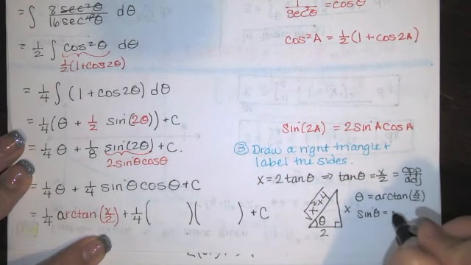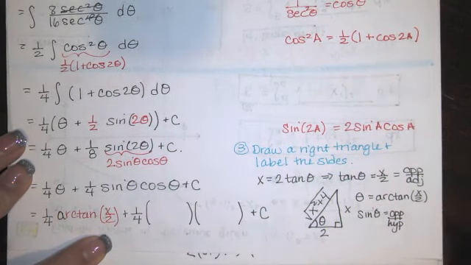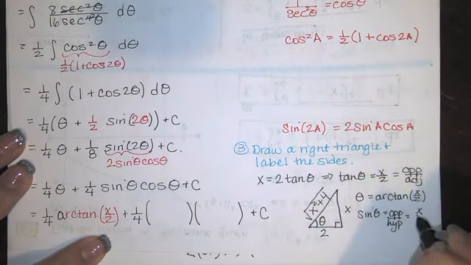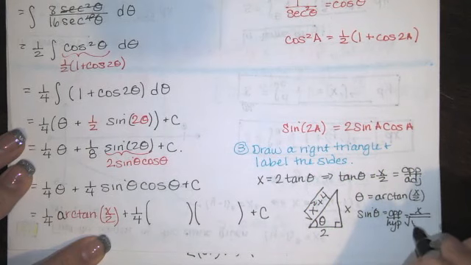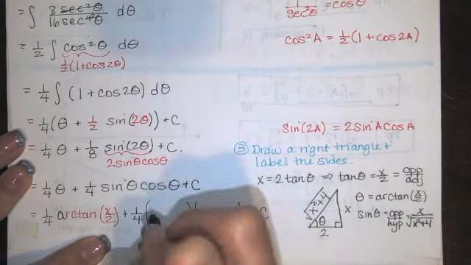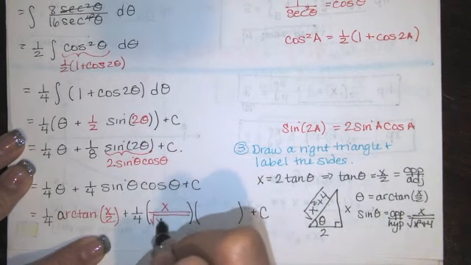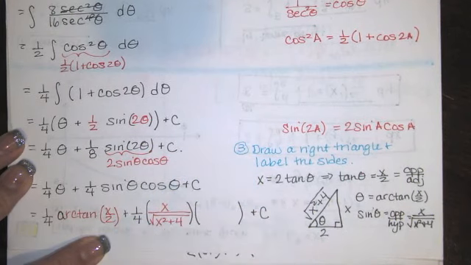Sine of theta is opposite over hypotenuse from right triangle trig, right? So that's going to be the side opposite theta, which is x, divided by the hypotenuse, which is the square root of x squared plus 4. So we'll sub that in here, x over the square root of x squared plus 4.